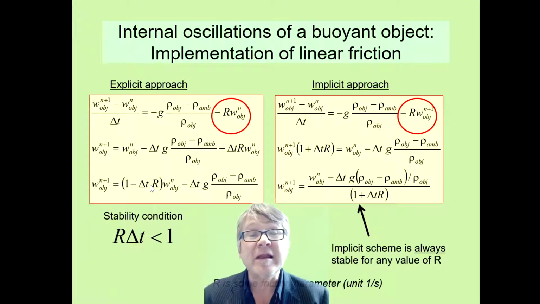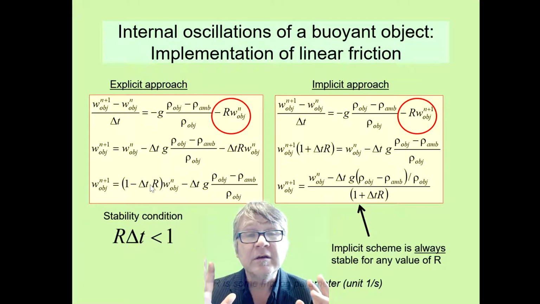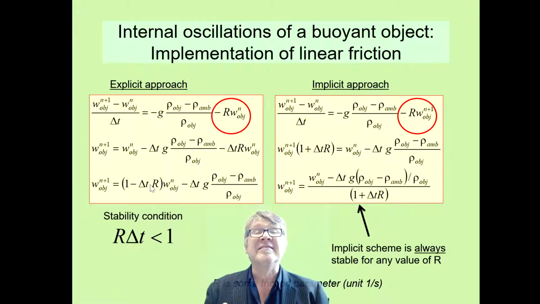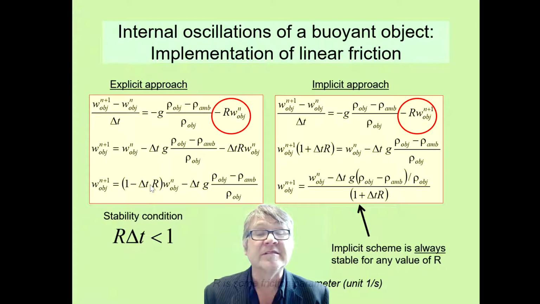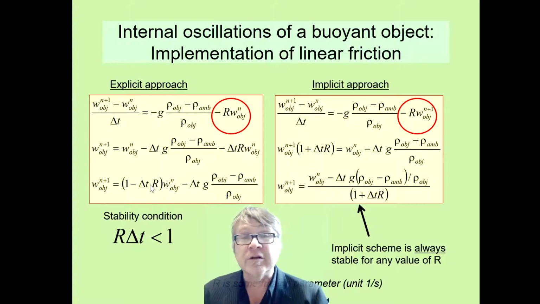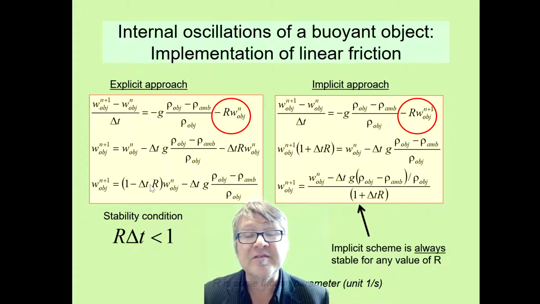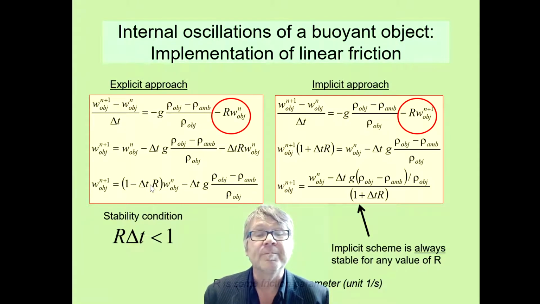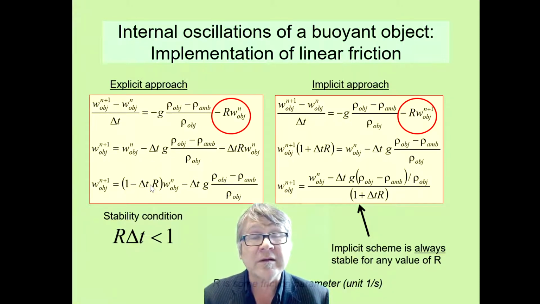It comes with a stability condition, because the prediction doesn't make any sense if r times delta t exceeds 1. Then all of a sudden you get a reversal of the friction force, which is absolutely bizarre. So you have a stability condition: your time step has to be less than 1 over r.